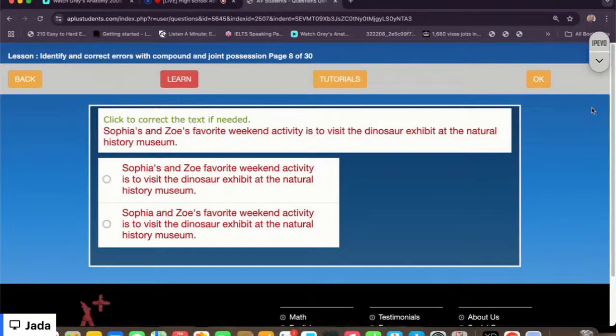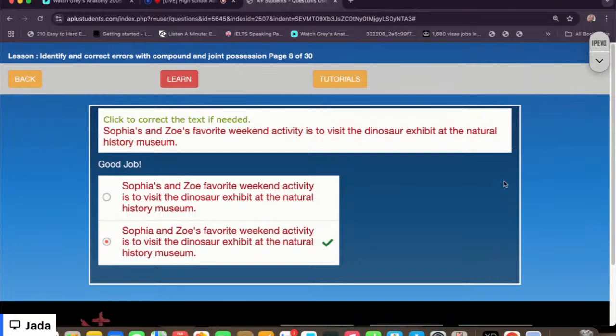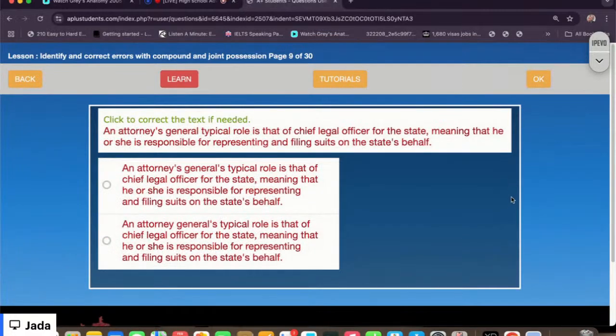Sophia's and Zoe's favorite weekend activity is to visit the dinosaur exhibits of the Natural History Museum. So, what do you think? It's their favorite weekend activity, so it's a possession for both of them. So, just one person will have the apostrophe and also the S.